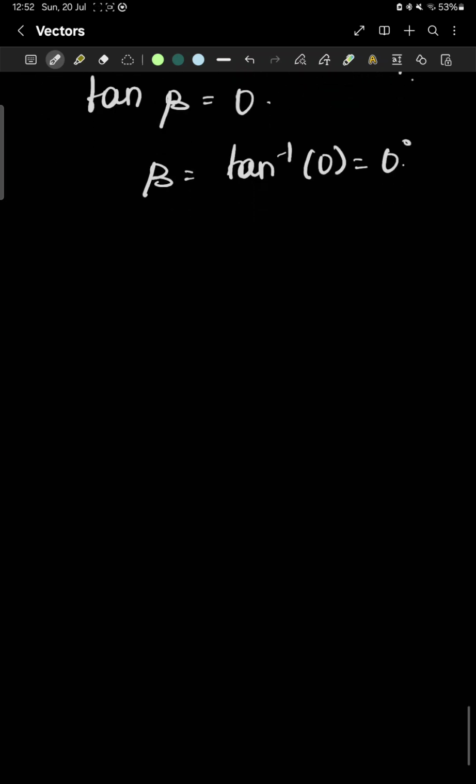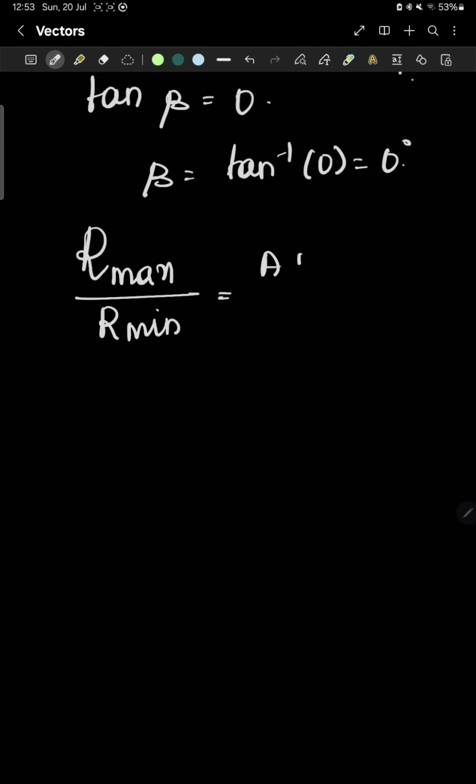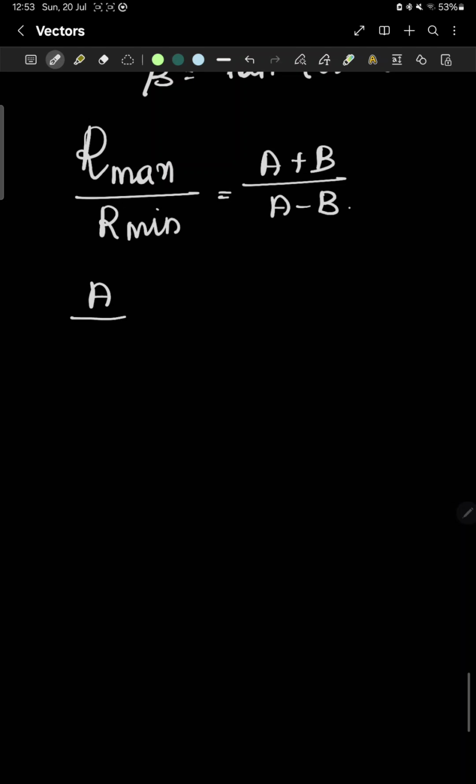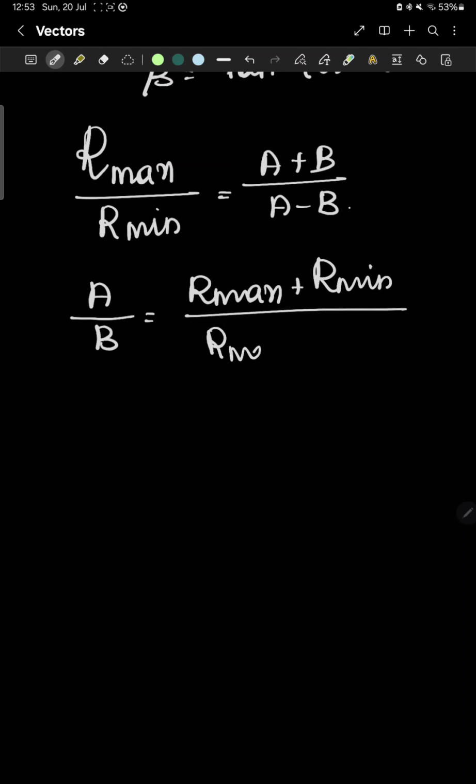And here one more thing we have to see. When I do r max divided by r minimum, that will be equal to a plus b by a minus b. Similarly, when I am doing a by b, that will be equal to r max plus r minimum divided by r max minus r minimum.